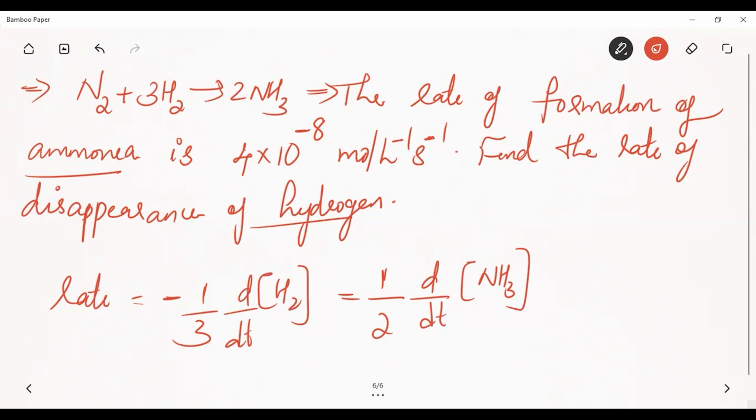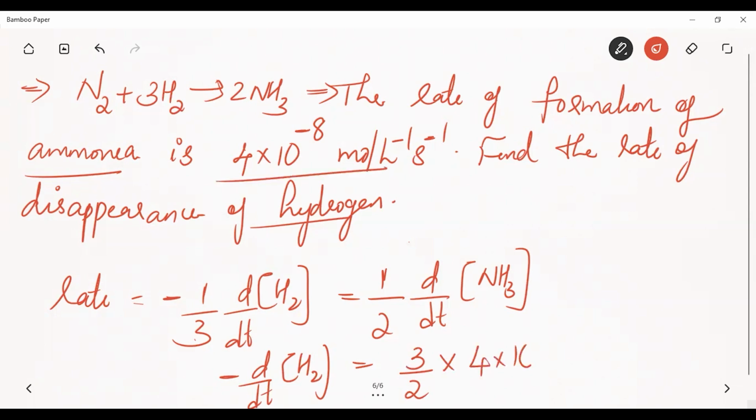We are asked to find what? The rate of disappearance of hydrogen, that is -d[H2]/dt. So you have to take this 3 to the other side. You'll get 3/2 times d[NH3]/dt, which is given as 4 times 10 to the power -8. The 2 and 4 cancel, giving 3 times 2, which is 6 times 10 to the power -8.